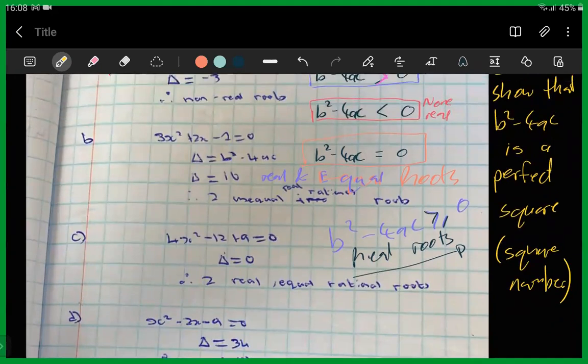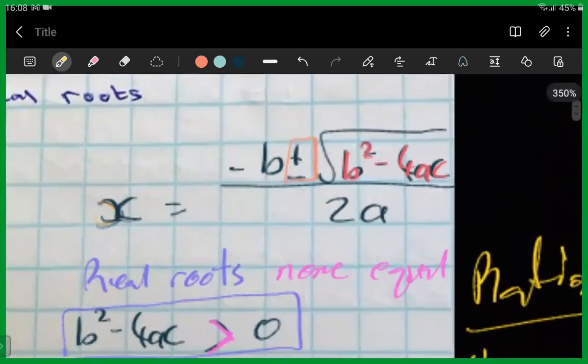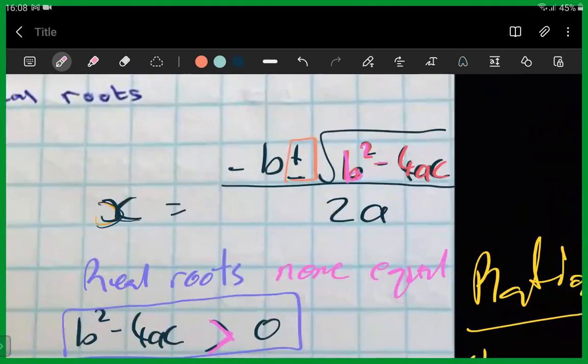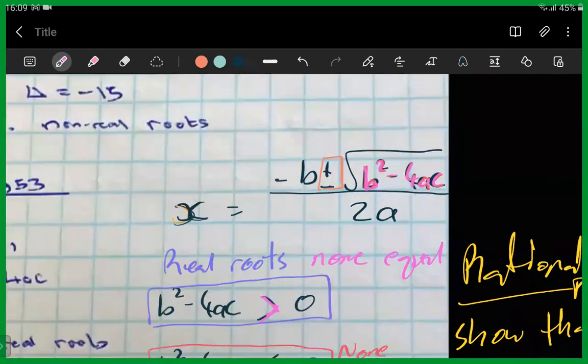The logic behind that is that under this square root symbol, if this value was a square number, the square root of a square number gives you a whole number as an answer. So you would end up with the square root of a specific number, which would give you a whole number. So when you say minus b plus or minus a whole number, you're bound to end up with an answer that's rational.